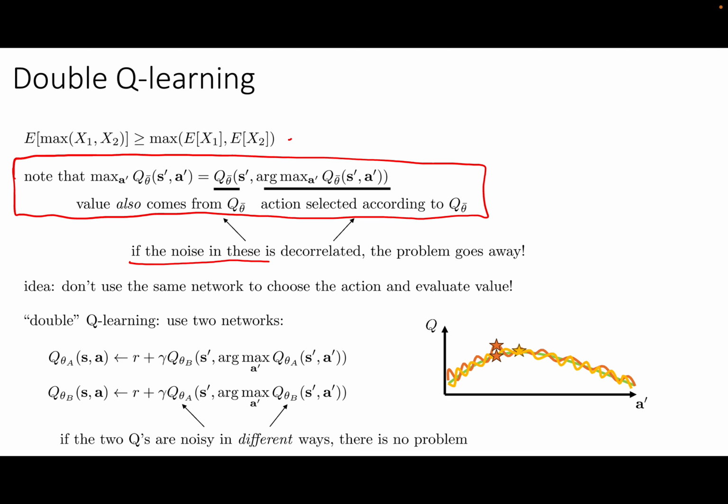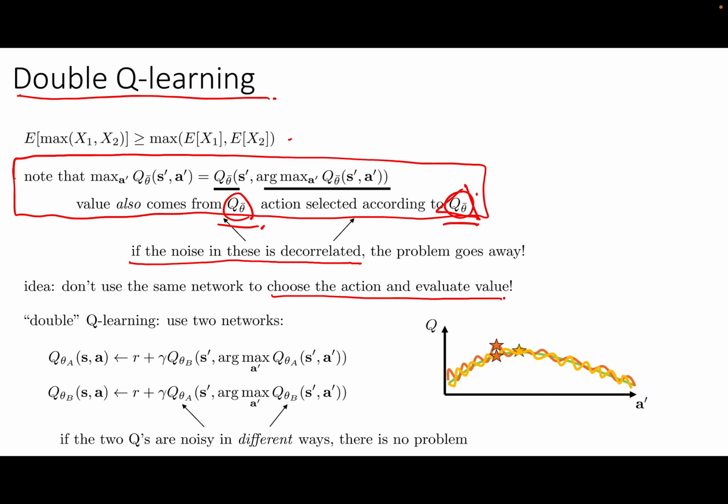If the noise in this is decorrelated, then the problem goes away. But the problem is that theta bar, the same network, is used to get value and action at the same time, so they are correlated. They are not decorrelated. So we need to make the circle one and the triangle one decorrelated by making them separate networks. The idea is not to use the same network to choose the action and the value. That idea is called double Q learning.